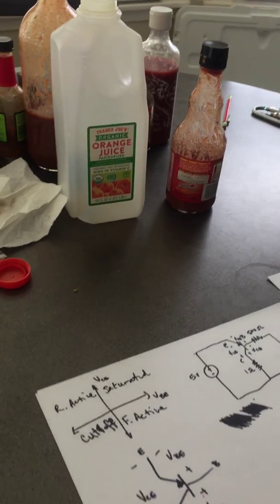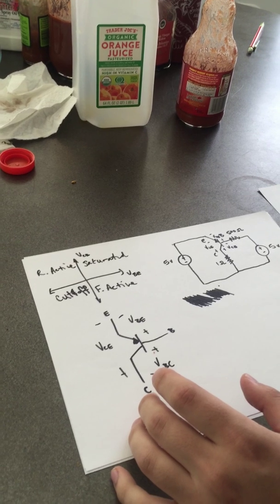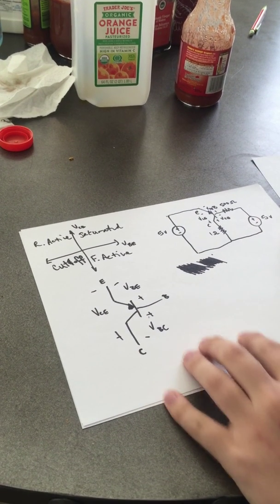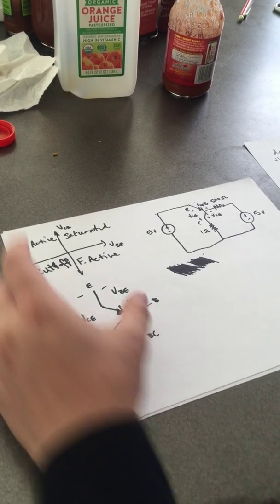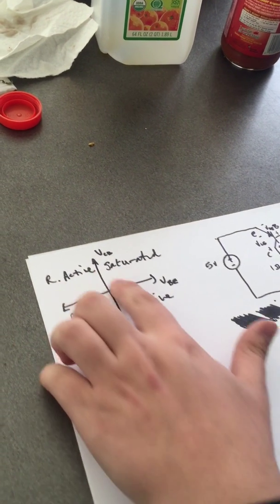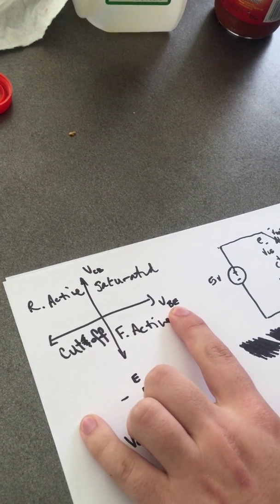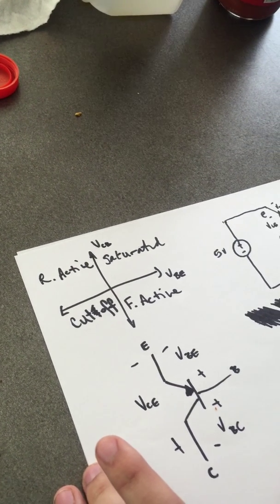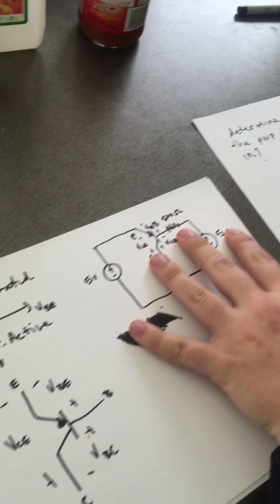So the problem was to determine which region of the PNP transistor we're in for this setup right here. We're going to look at this chart, which tells us, based on our VCB and our VBE, what region it's supposed to be in, and then figure out what's going on over here.